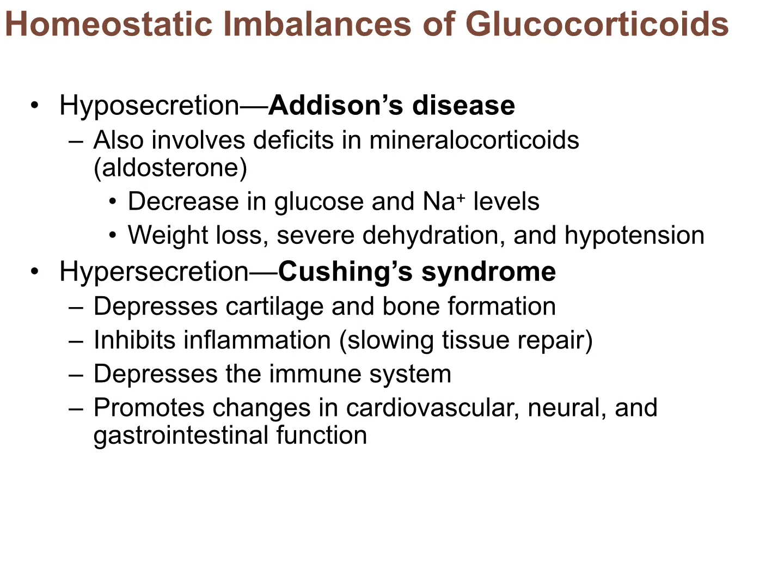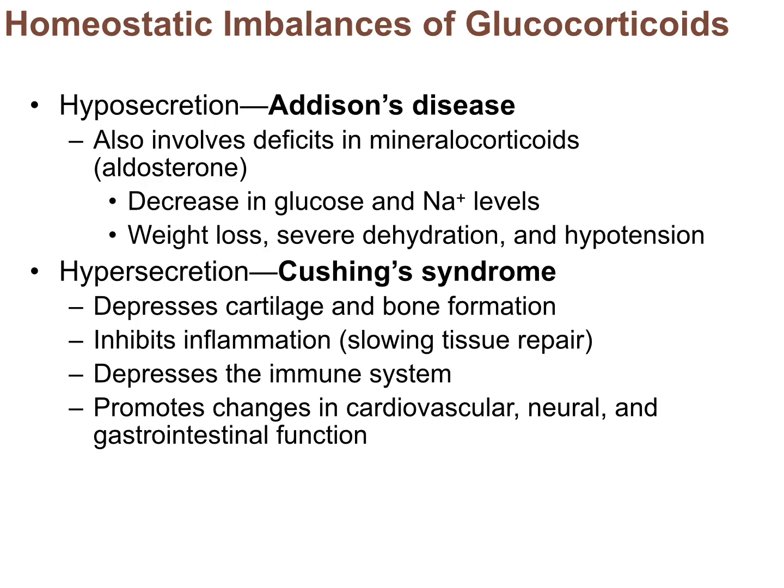Now, Addison's is also going to involve aldosterone, so a deficiency in aldosterone as well as cortisol. And so that's going to cause a decrease in sodium levels, and the deficiency in cortisol is going to cause a decrease in glucose. Weight loss, severe dehydration, and low blood pressure called hypotension are some things that would be side effects of that.